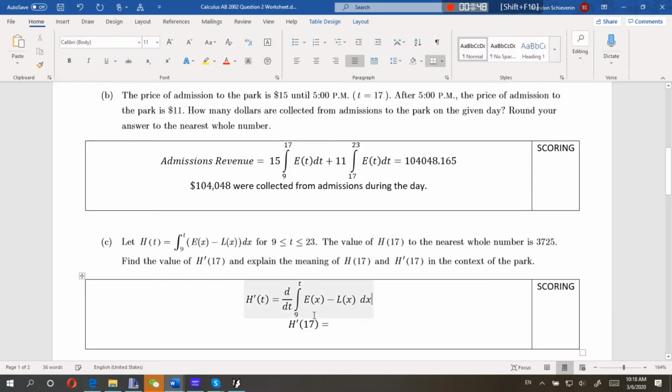Okay, so I've got a general form. We are deriving the integral from 9 to t of e minus L. So if I want to derive at 17, with my second fundamental theorem, what should happen? Okay, I'm deriving my integral. So I'm going to step up then step back down. So what would my final answer be?